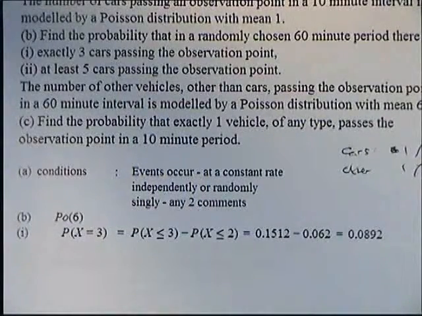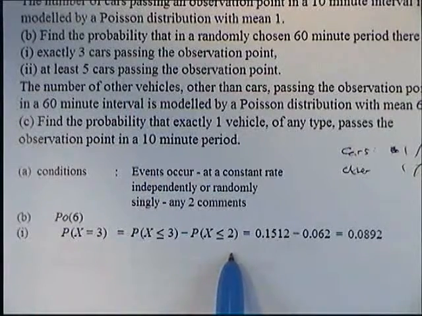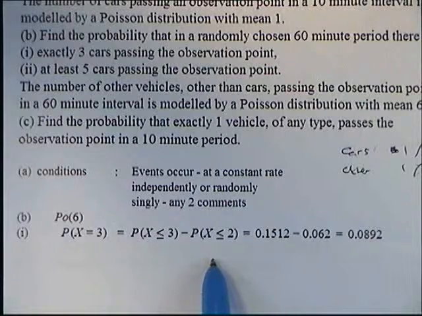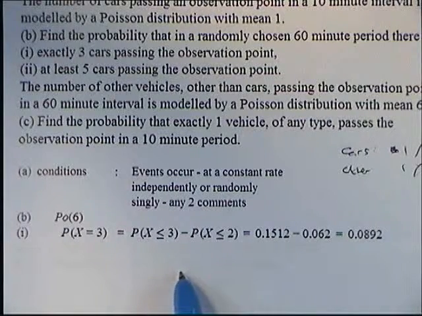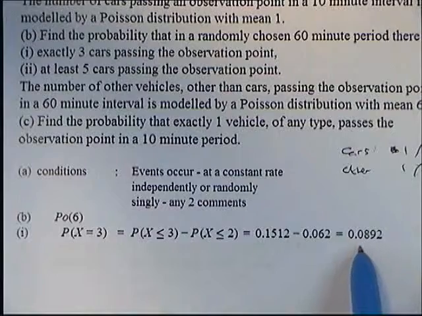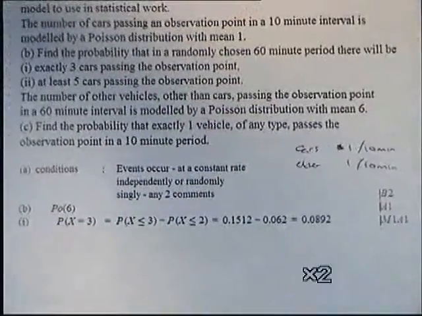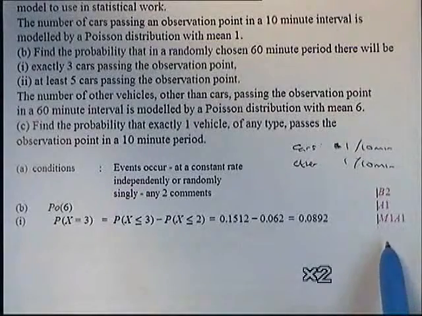That's how you do it from the tables. Exactly 3 is less than or equal to 3, take away less than or equal to 2. There's no need to use the tables. You could just have done it as a calculation using the formula. You could probably just type it into your calculator and get the answer out if you've got a graphic calculator. But there's the answer over there, 0.0892, and that one is worth 2 marks.